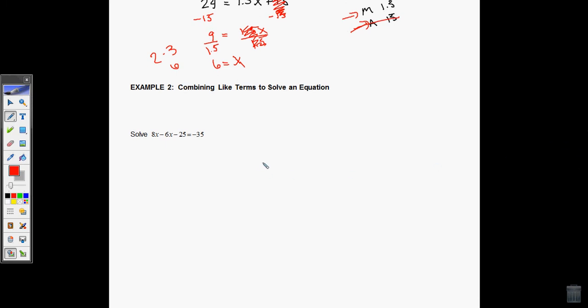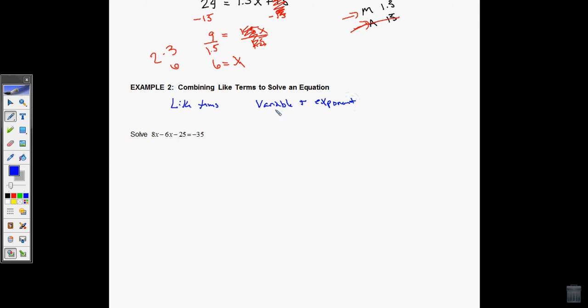In example 2, we're looking at the idea of combining like terms in order to solve an equation. So, when we go about doing this, we need to actually figure out first what are like terms, right? Like terms are terms that have the same variable and the same exponent. So like terms have to have the same variable and exponent.